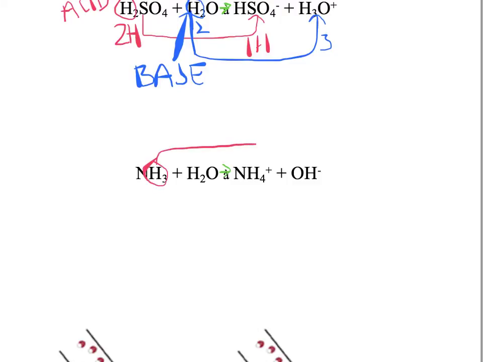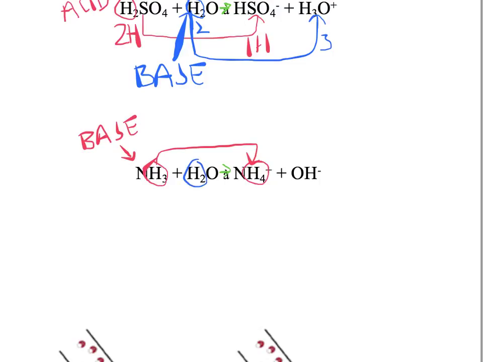NH3 starts with 3 hydrogens. The compound down here has 4. So since it gained a hydrogen ion, it accepted a hydrogen ion, NH3 is going to be a base in this particular reaction. And I know I wrote it in red, but don't worry about the color at this point.